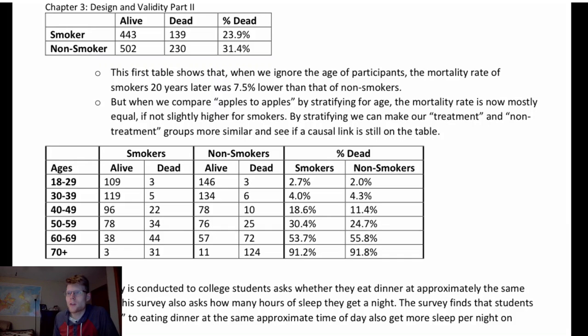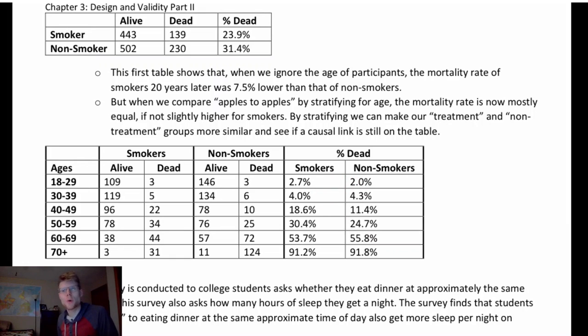But then in pretty much every other bracket, with the exception of 30 to 39, we see the smoking group with a significantly higher percentage of mortality, at least for this 40 to 60 group. This is where we definitely notice a difference. Here, the differences are pretty much negligible, as well as here.